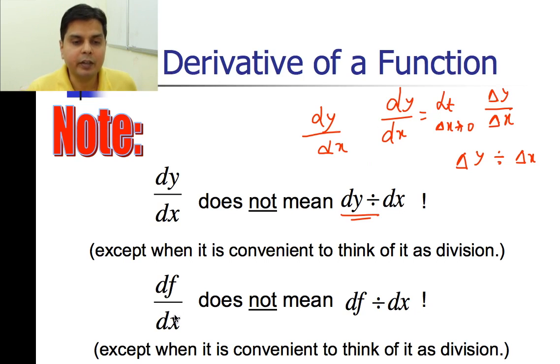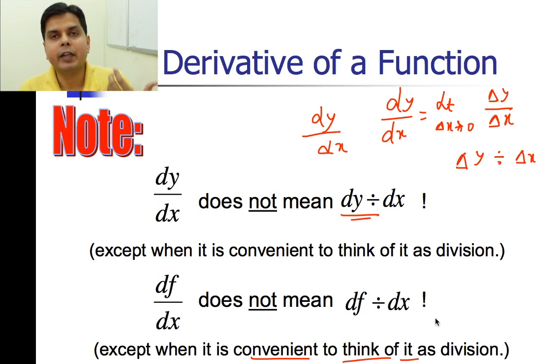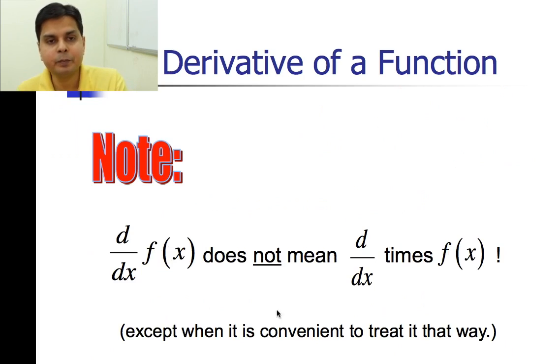Similarly, df by dx does not mean df divided by dx, except when it is convenient to think of it as division. That is, it is convenience just for getting an intuitive understanding of any derivation of a theorem or anything. Otherwise, this df by dx, strictly speaking, does not mean df divided by dx. Similarly, d by dx of f(x), this also does not mean d by dx times f(x).